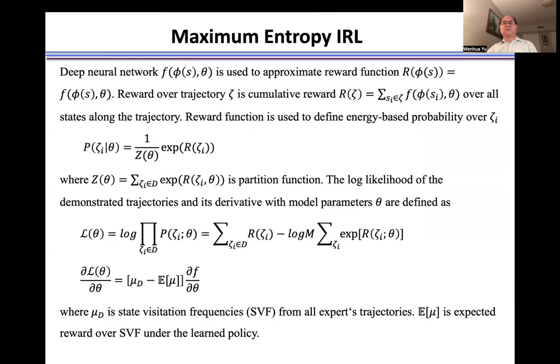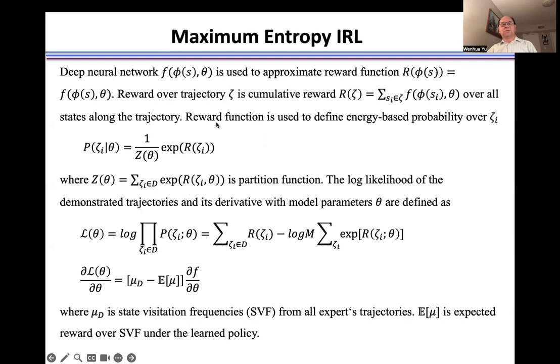We use maximum entropy inverse reinforcement learning to find the policy with maximum entropy. So we use a deep neural network to describe the relationship between the states and the kinematic features and the reward function. Here, theta is the model parameters. To use a gradient descent method to update these model parameters, we need to define a loss function.